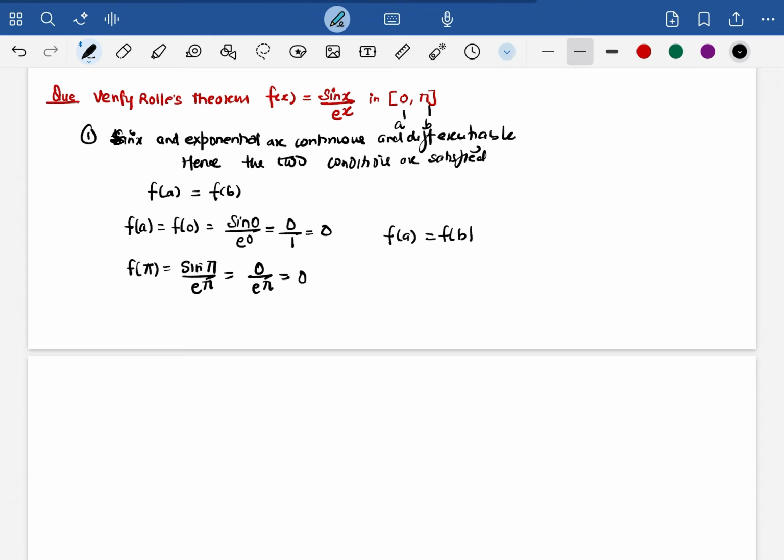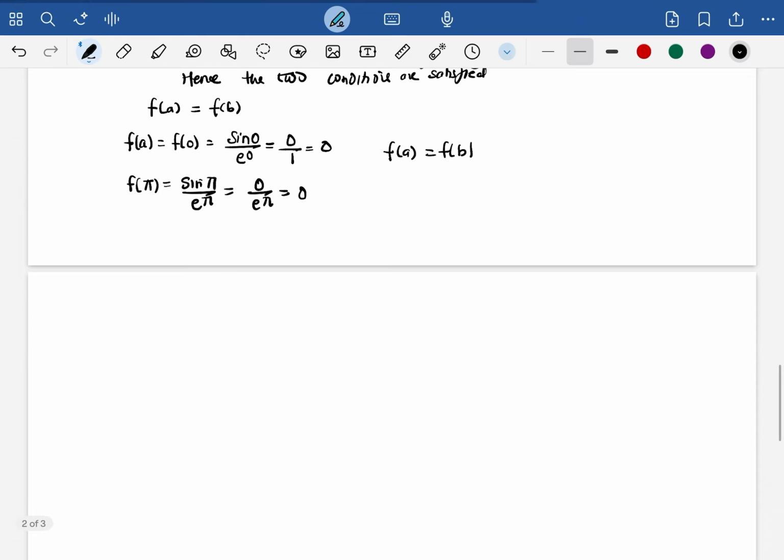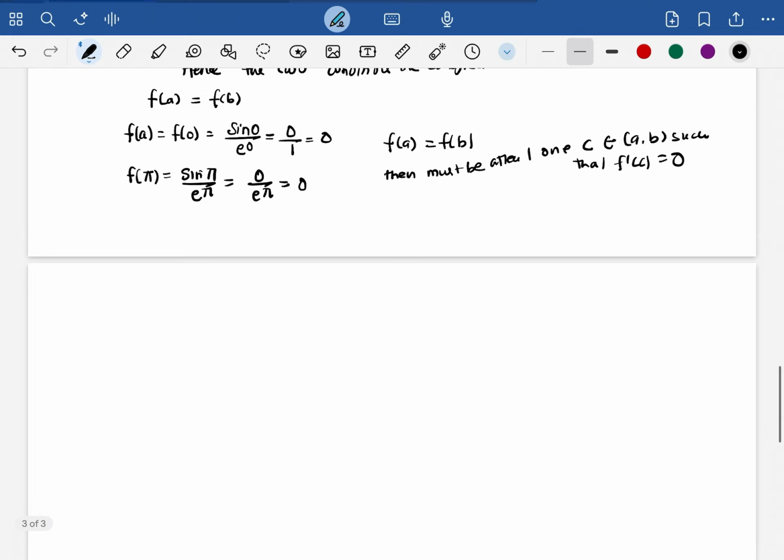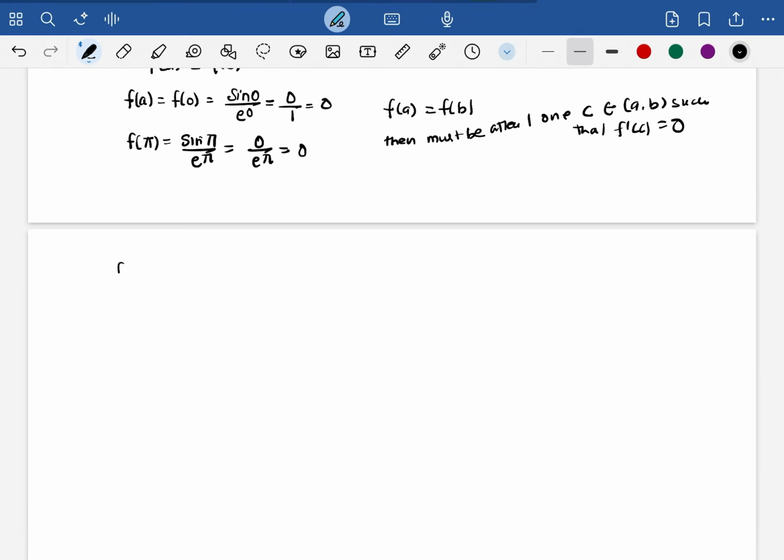So since all three conditions, that is continuous, differentiable, and the values of the function at the endpoints are also equal, hence there must be at least one c which lies in a to b such that f dash c is equal to 0. Clear? So what is f x? F x is nothing but sin x divided by e to the power x. So now the differentiation.